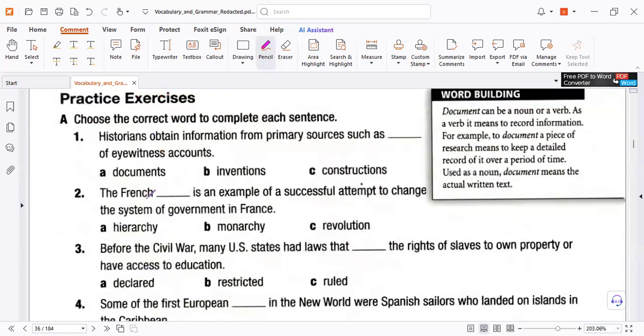Let's answer some questions together. Number one, letter A. Here it says such as. So such as documents. Here we have sources of information. So we can say documents, correct. So here he adds examples, such as, right?